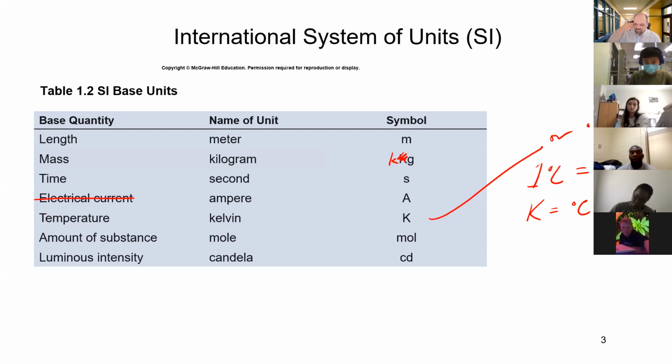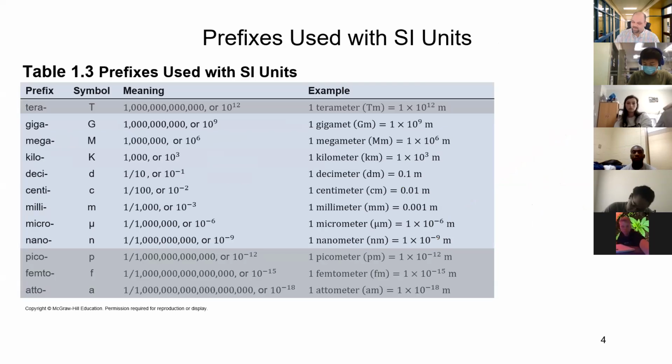The last one that we're going to talk about, we won't talk about candela, the amount of a substance in moles. We won't talk about moles for a couple of days, but that's the beginning of chapter 3. And we will spend much of the semester discussing moles and dealing with those. Okay. Any question on these units? All right, moving on to prefixes.